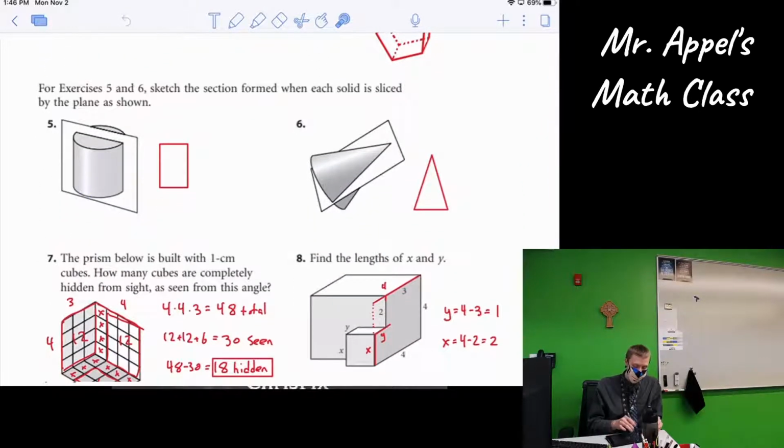Number 5, slicing that cylinder will give you a rectangle. Slicing the cone that way will give you a triangle. Both of those, if you sliced it the other way, you'd be left with circles.